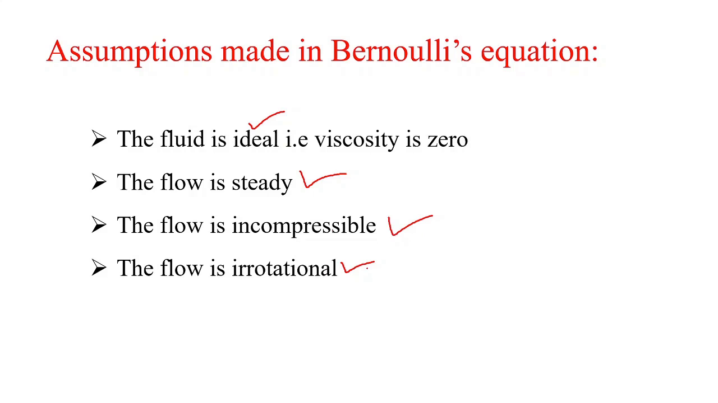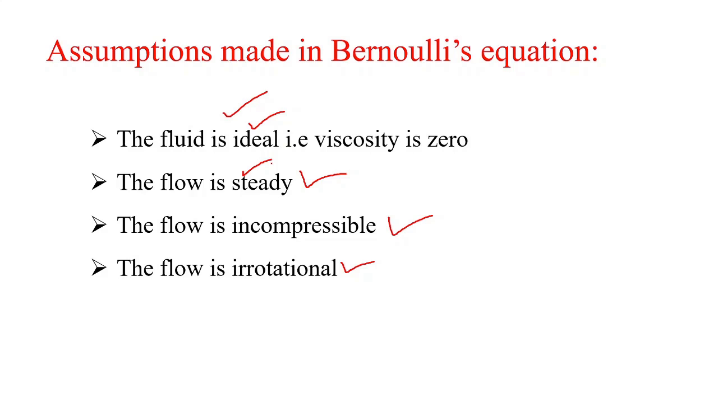It should not rotate about its axis. So only 4 points. What are the assumptions? The fluid is ideal, the flow is steady, the flow is incompressible, the flow is irrotational. So these are the assumptions made in the derivation of Bernoulli's equation.